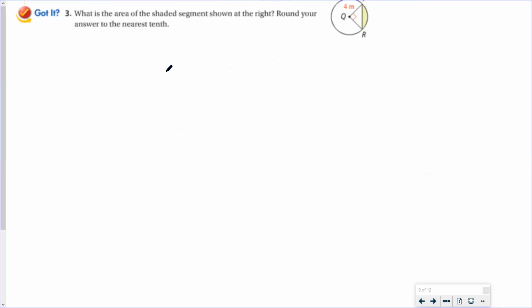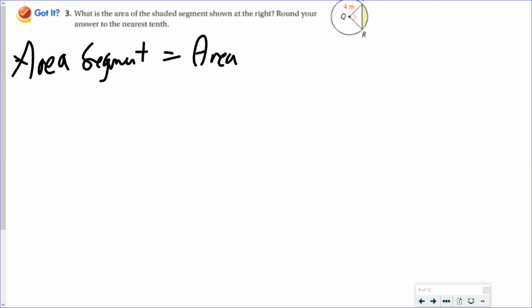What is the area of the shaded segment shown at the right? Round your answer to the nearest 10. Here for this circle, you know that the radius is 4 and the degree is 90. I want to find the area of the segment. So the area of the segment here is the area of the sector minus the area of the triangle.